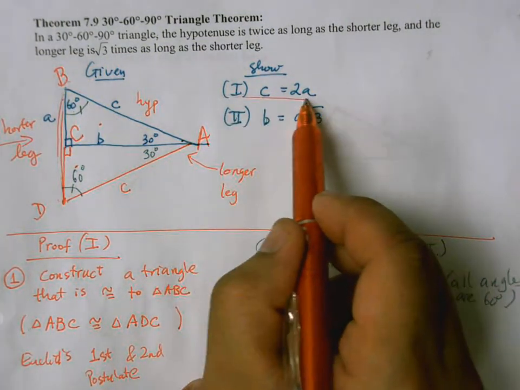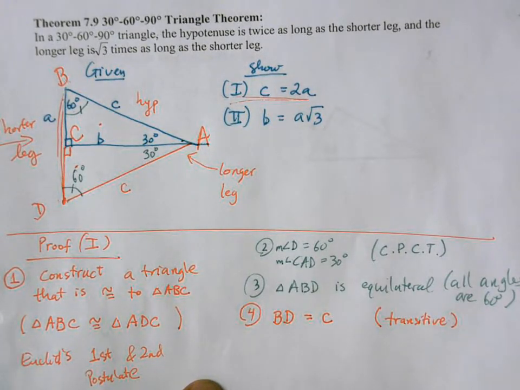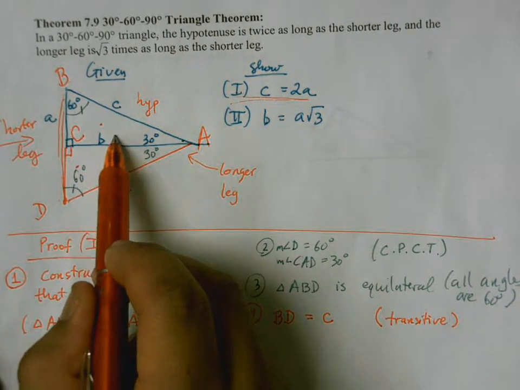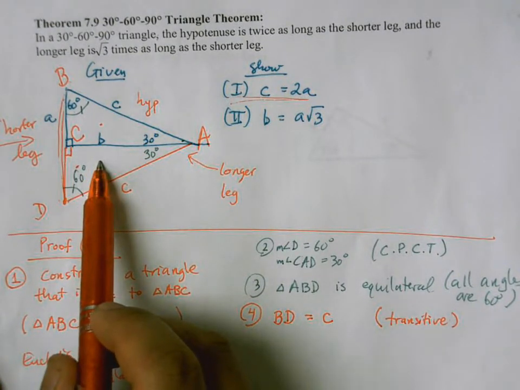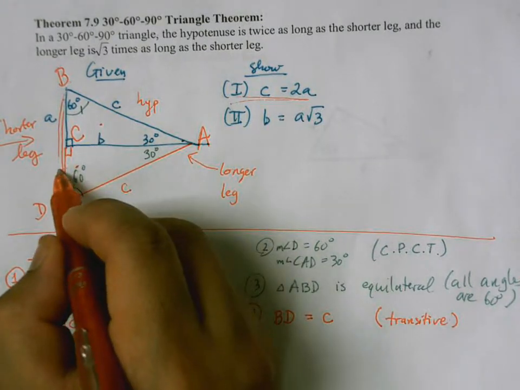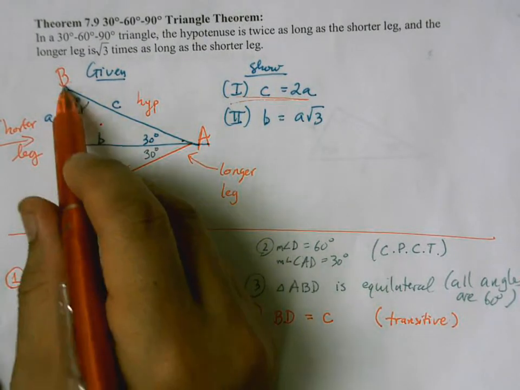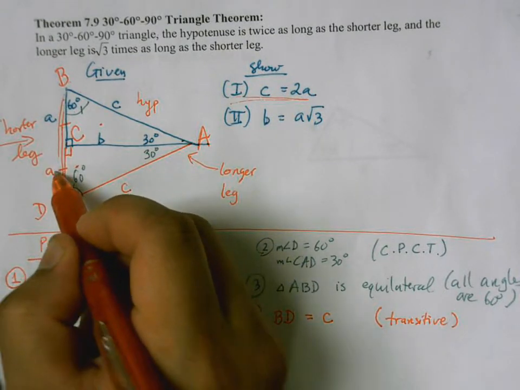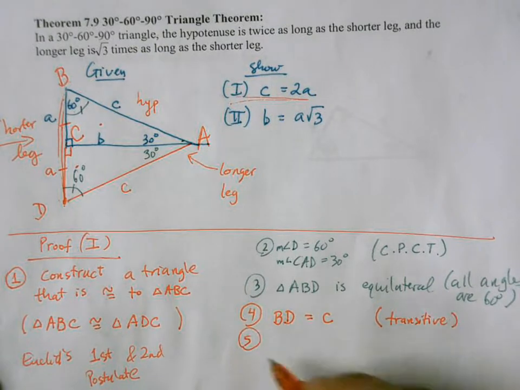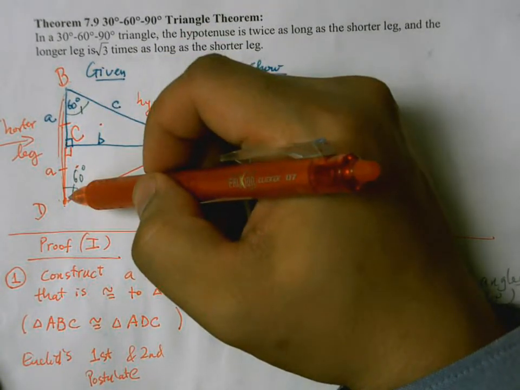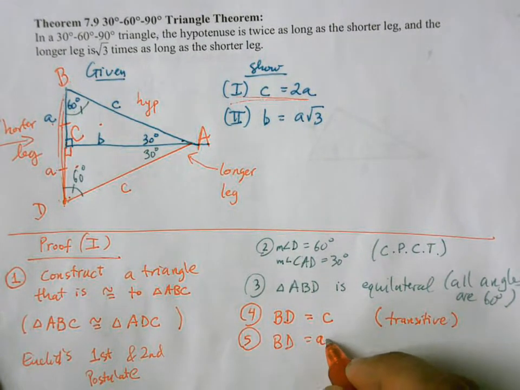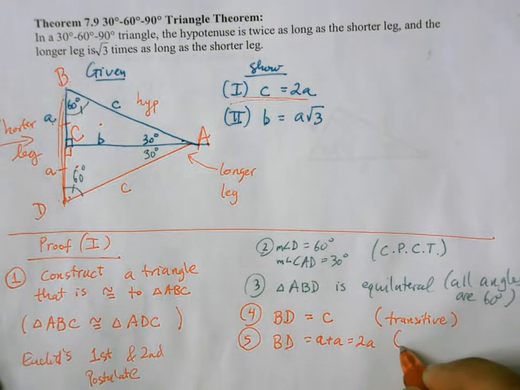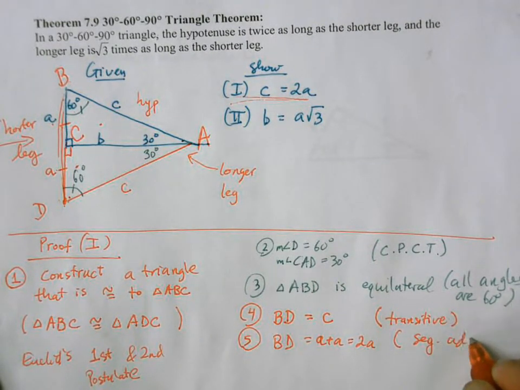Now, keep in mind, this is what we want to show, that C is equal to 2A. So we have to get 2A somewhere in this process. If you look at the two smaller right triangles, the red one down here is congruent to the blue one up here. So these two little lengths, CB and CD, are also equal to little a. From the picture, it should be clear that BD is equal to A plus A, or 2A. And this is the segment addition postulate.